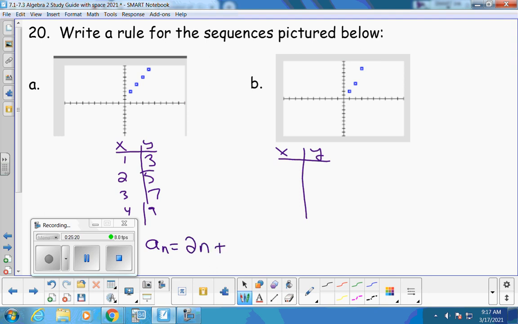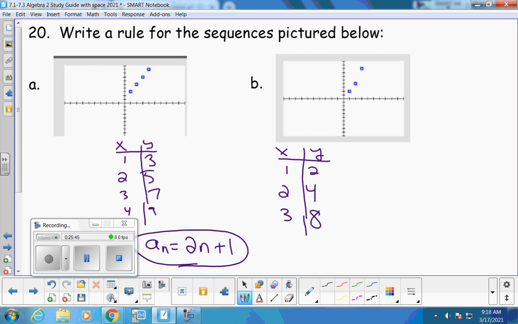The slope is 2. And what would the y-intercept have been if I worked backwards? 1. Easy peasy. Now the next one's not looking so linear, so we might have a little more of a challenge. Where's this first coordinate living at? 1, 2. Where's the second coordinate? 2, 4. Is it 3, 8?